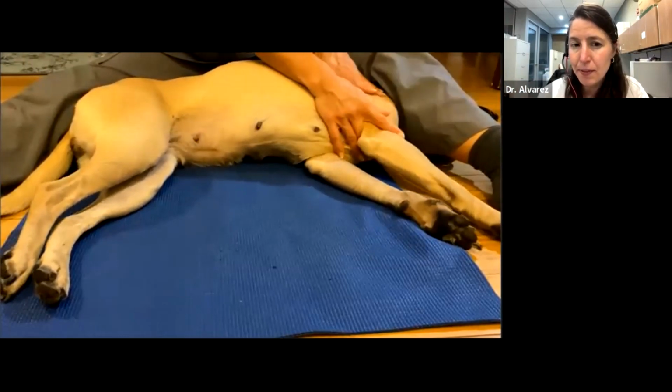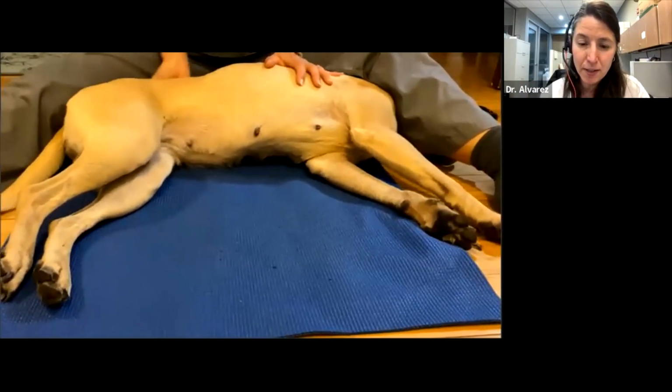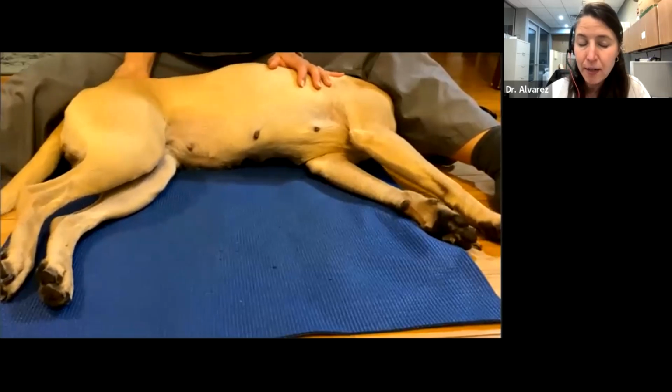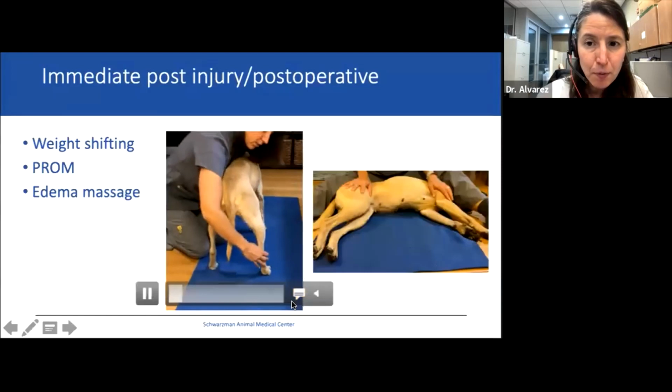Massage of the triceps is a common area where dogs develop a lot of compensatory issues, and then along the epaxials, particularly in the lumbar spine for a hind limb surgery or injury. Okay, cool. Moving on then.